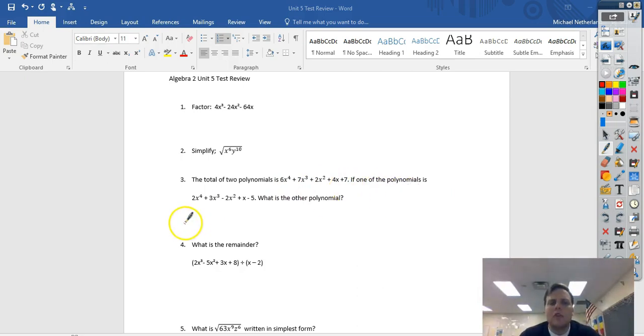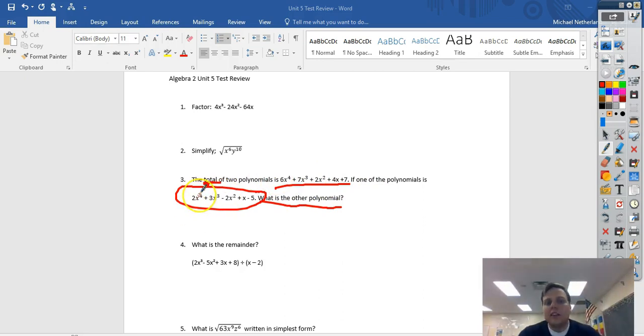Number 3, the total of two polynomials is that long thing. If one of the polynomials is this long thing, what is the other polynomial? Okay, total. That's the key word here. The total. That means sum. That means we're adding stuff together. Okay? This is the final answer. So basically, we added this guy right here with something else to get this guy right here.